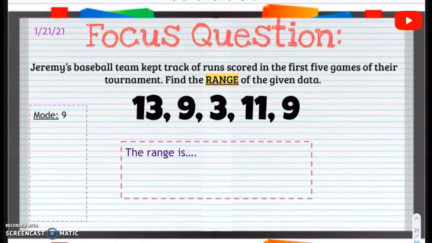January 21st, 2021 focus question. So again, Jeremy's baseball team kept track of the runs scored in the first 5 games of their tournament. Find the range of the given data.